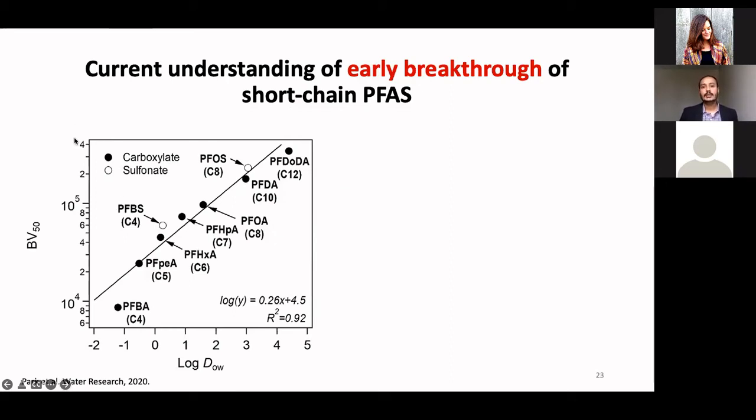So, the current understanding for early breakthrough of short chain PFAS. As we already discussed, short chain compounds exhibit lower hydrophobicity. So relative to long chain compounds, they are poorly adsorbed onto your granular activated carbon. This curve clearly summarizes that. The bed volume for 50% breakthrough is on the y-axis, and the partitioning coefficient is shown on the x-axis. As you can see, it's a linear relationship where the short chain compounds show quicker breakthrough due to lower hydrophobicity, whereas long chain compounds show larger breakthrough volumes due to their higher hydrophobicity.